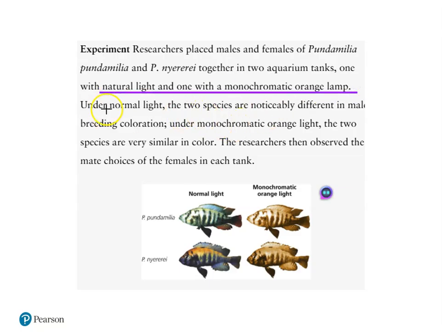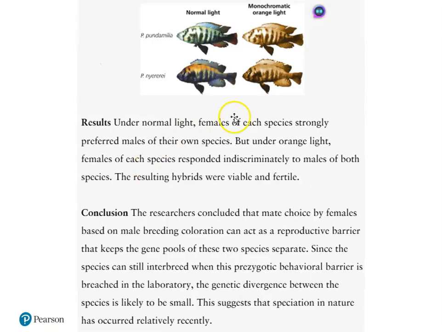Under normal light, the two species are noticeably different. You can see normal light, very different. Monochromatic, they look similar, right? And so the researchers then observed the mate choices of the females in each tank. And what they saw under normal light conditions, females strongly prefer males of their own species color.